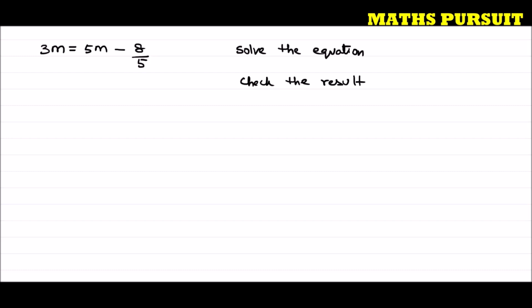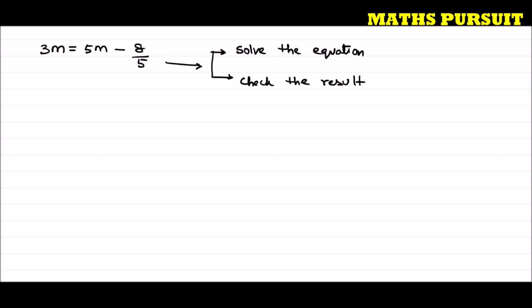Question has given us this equation: 3m is equal to 5m minus 8 upon 5. The question is asking us to solve the equation, and then also to check the result. So the question is asking us to do two things: one is solve the equation, and then check the result.